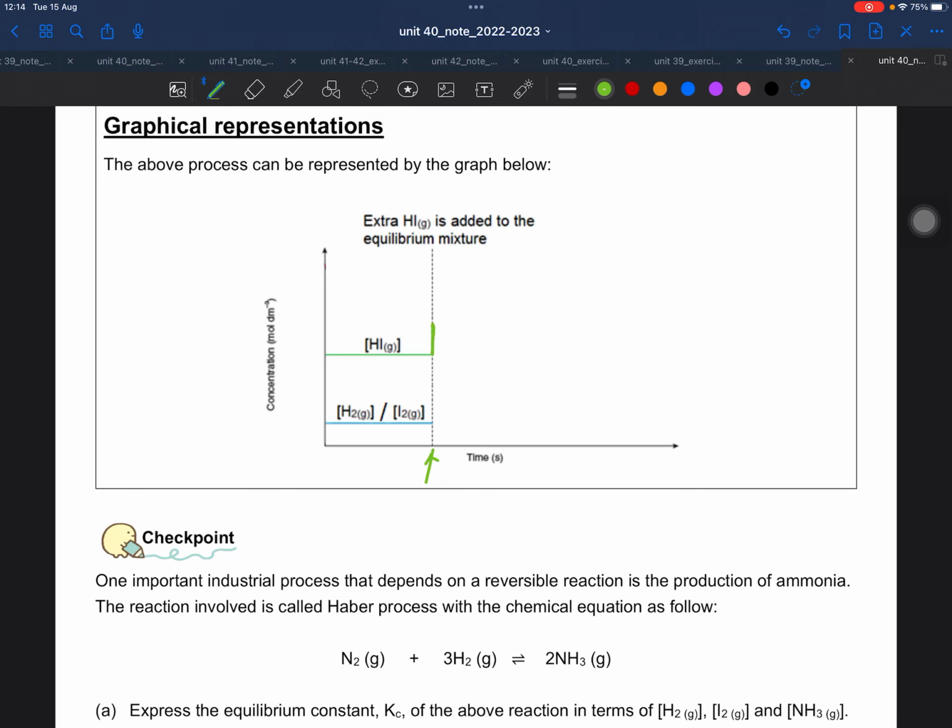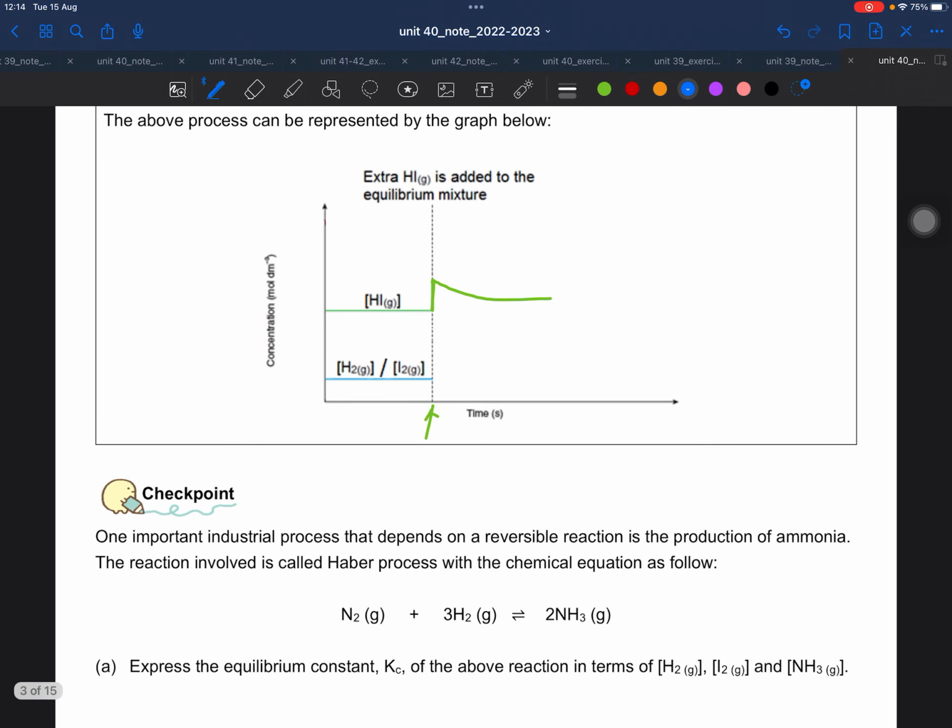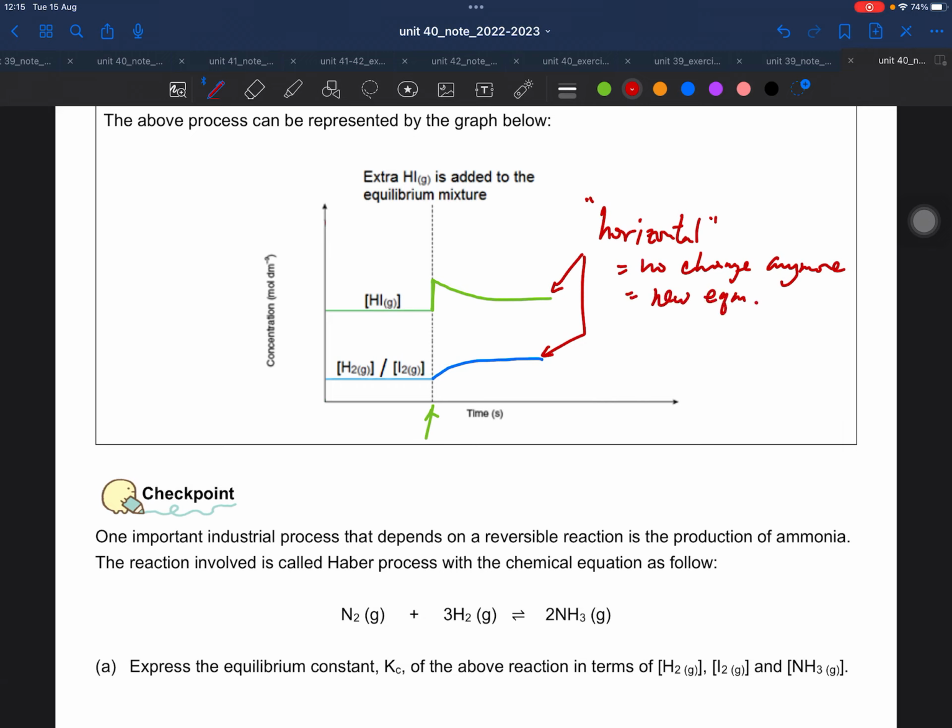At a certain time, the HI is added. So net backward reaction means the HI will drop, and again the H2 and I2 will increase. Please keep in mind that both of them become horizontal, which means no change anymore, or a new equilibrium is established.